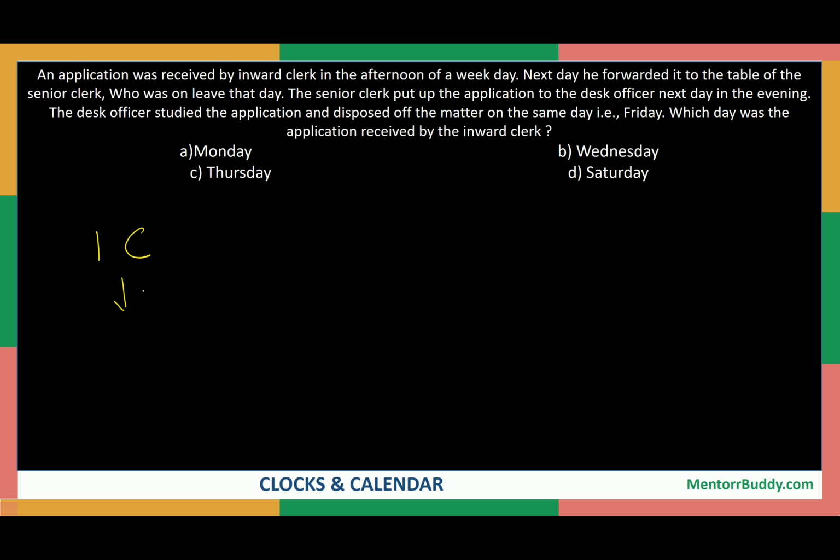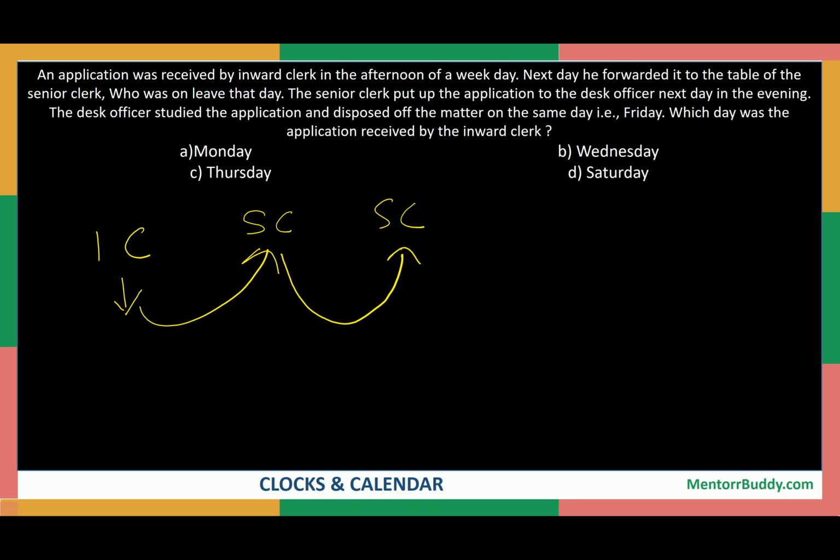So the application has been received on this particular day in the afternoon of that weekday, and the next day he forwarded it to the table of the senior clerk. So on the next day it has been forwarded to the senior clerk, but on that day the senior clerk was on leave. The senior clerk put up the application to the desk officer next day in the evening. So on this day he was on leave, so on the next day the senior clerk put up the application to the desk officer in the evening.